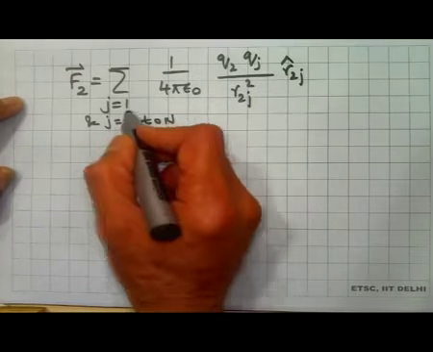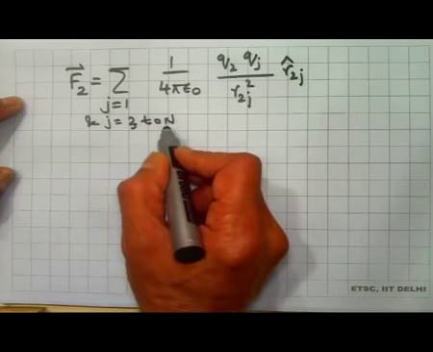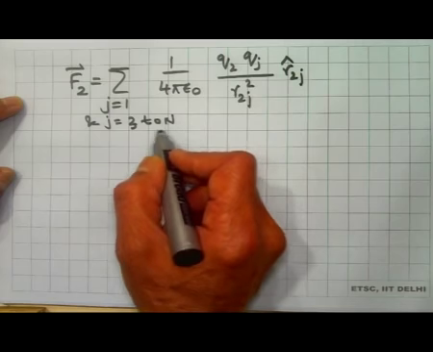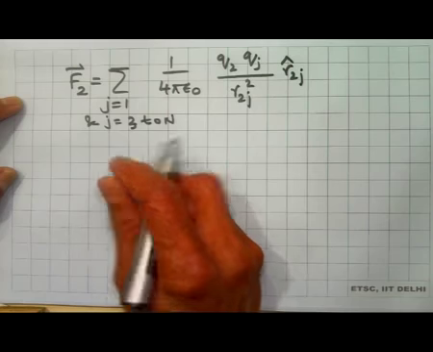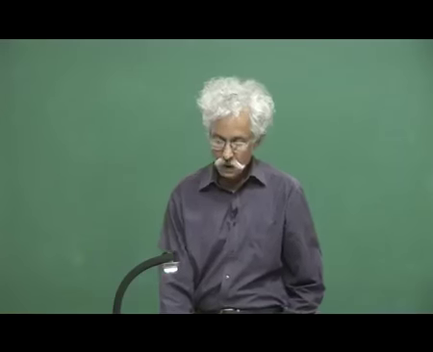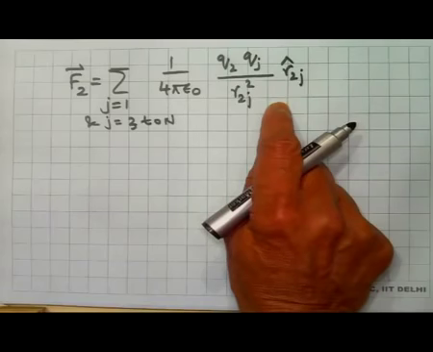So, this does not include charge Q2; it includes charge Q1 and Q3 to Qn, all the other charges except the charge Q2 on which I am trying to calculate the force. Please remember that force is a vector quantity, and so I must add all these forces vectorially.